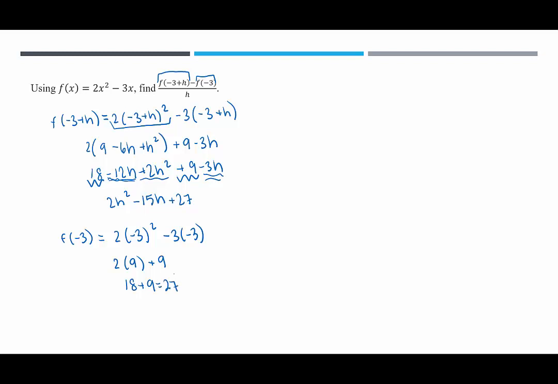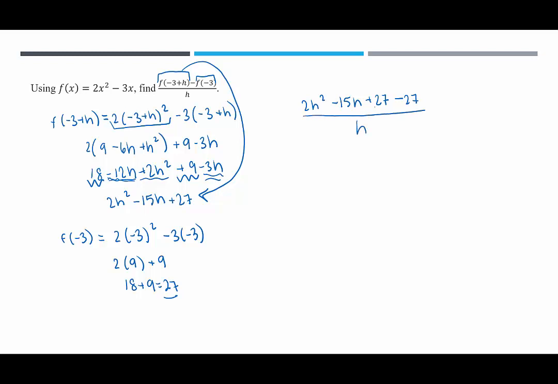Now I'm going to plug both of these things back into the difference quotient and simplify. So I'm starting with this, which is right here. I have 2h squared minus 15h plus 27. So that's the first part. Minus f of negative 3, which is 27. And all of this is divided by h.